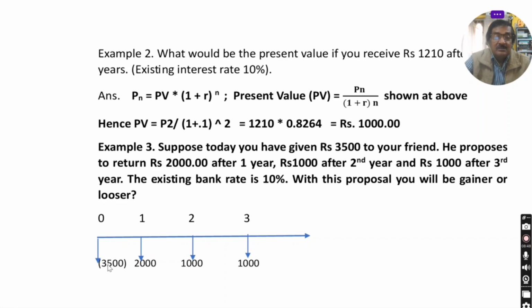For this problem, this is the outflow of funds. You are giving this money to your friend, and outflow is indicated by brackets. And this is the inflow. You will receive from your friend after 1 year 2,000, after 2 years 1,000, after the third year 1,000.